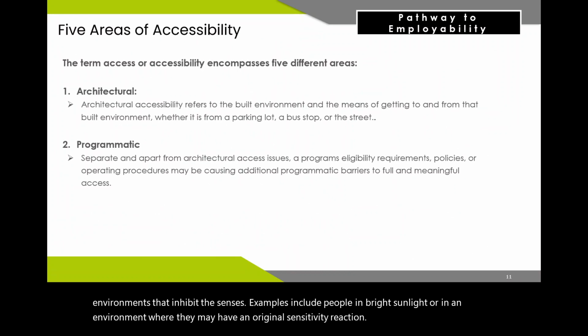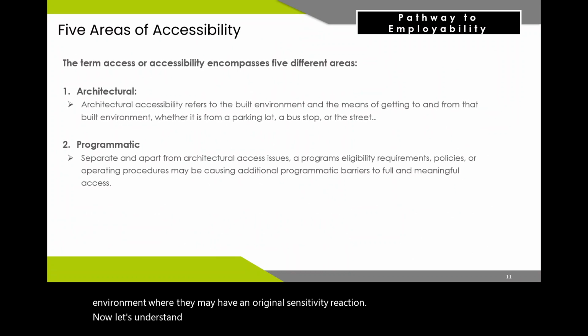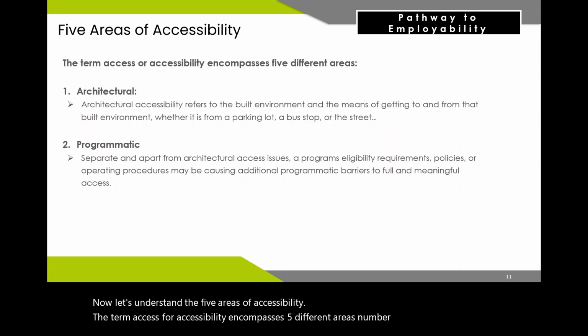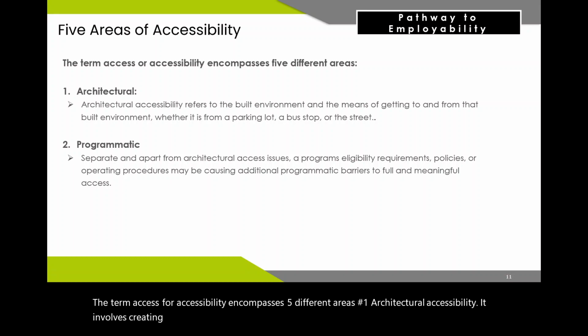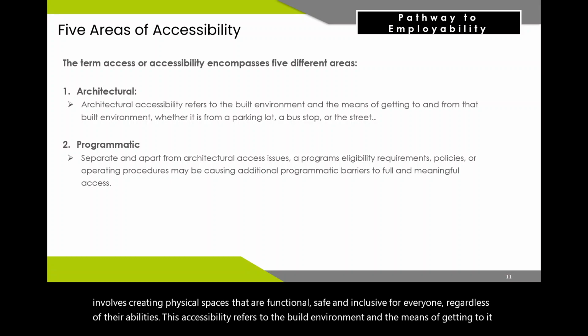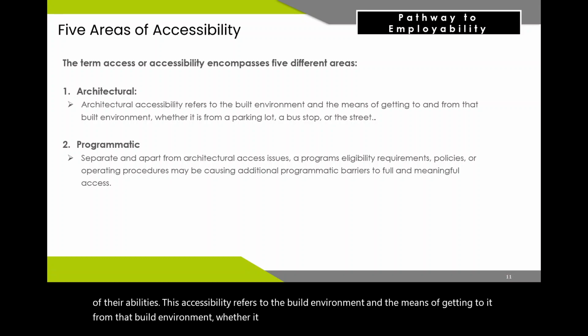Now let's understand the 5 areas of accessibility. The term access or accessibility encompasses 5 different areas. Number 1. Architectural accessibility. It involves creating physical spaces that are functional, safe, and inclusive for everyone, regardless of their abilities. This accessibility refers to the built environment and the means of getting to and from that built environment, whether it is from a parking lot, a bus stop, or the street.